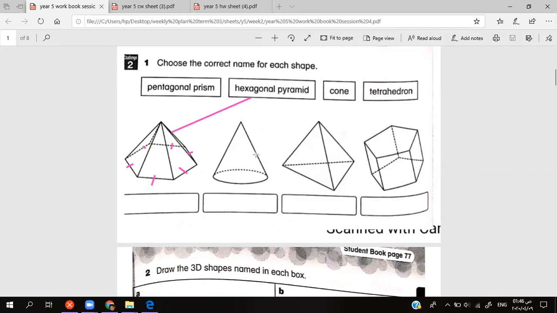Of course, we all know this is a cone, and it would be shameful not to know it in year 5. And this is a triangular pyramid. Also, it has another name, which is a tetrahedron. Tetra in Greek means 3. Tetrahedron, okay?